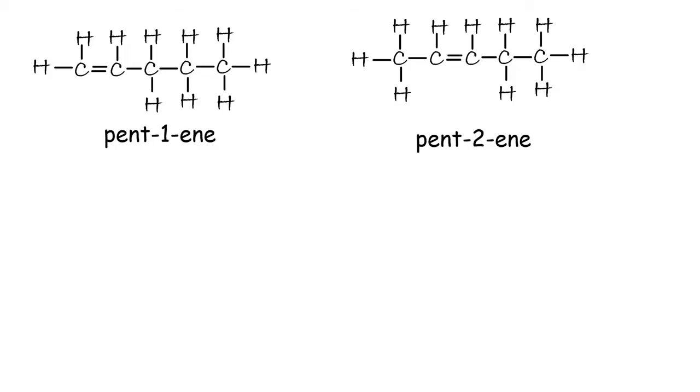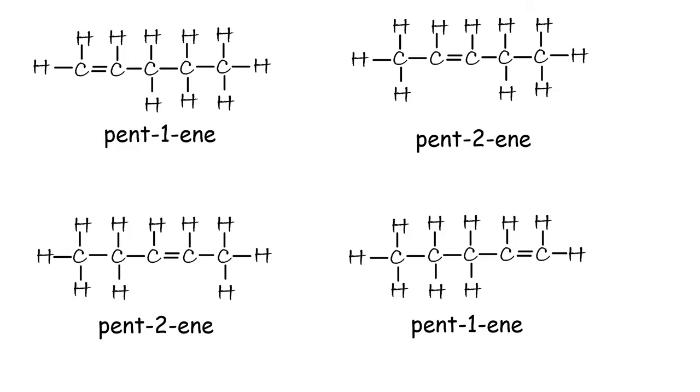The same can be seen with pentene, pent-1-ene and pent-2-ene. As we increase the number of carbon atoms in the chain, the number of possible isomers also increases. Once again, these are the only two possible positions for the double bond. That's because if we start to move the double bond further to the right, we're just repeating the same two molecules.